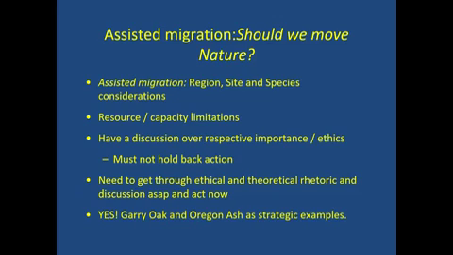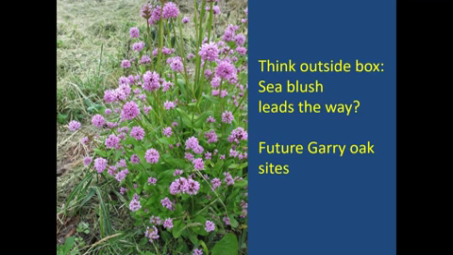And I say yes to assisted migration, and I'm going to give you a couple of examples. The Garry Oak ecosystem and how to think about it into the future, and Oregon ash as a strategic species. So here, how might we think about where are good places to make an assisted migration intervention? For example, planting a Garry Oak in an area where it doesn't grow now. Here's a good indicator, sea blush. Think outside the box. Sea blush leads the way.